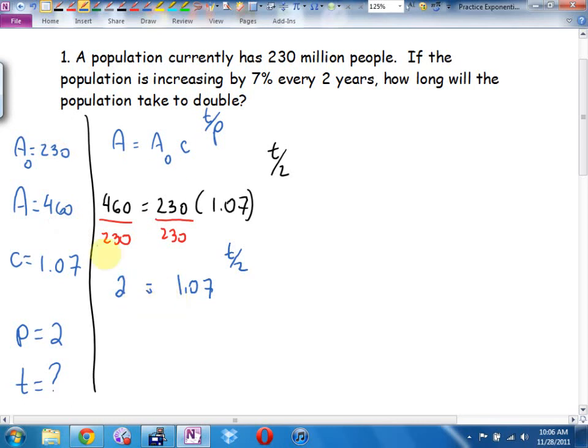Anyways, a little shortcut. Amanda, where's my exponent sitting? Where's my variable sitting? So how am I going to solve it? Darn right.